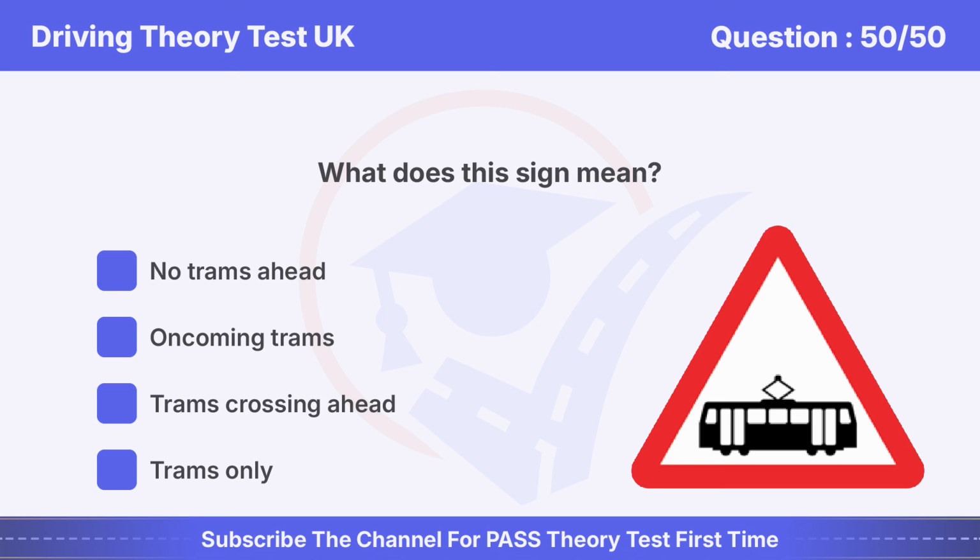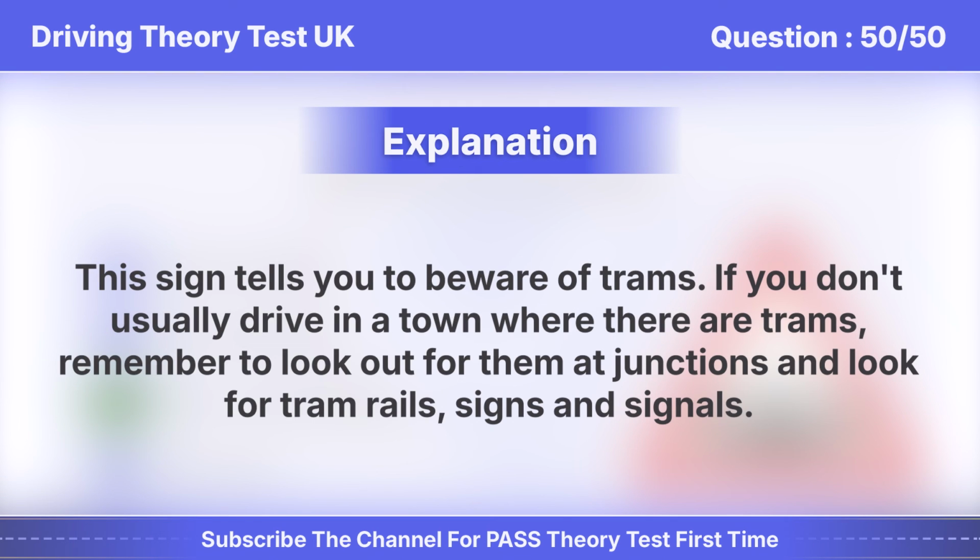Question 50. What does this sign mean? Answer is C. Trams crossing ahead. This sign tells you to beware of trams. If you don't usually drive in a town where there are trams, remember to look out for them at junctions and look for tram rails, signs, and signals.